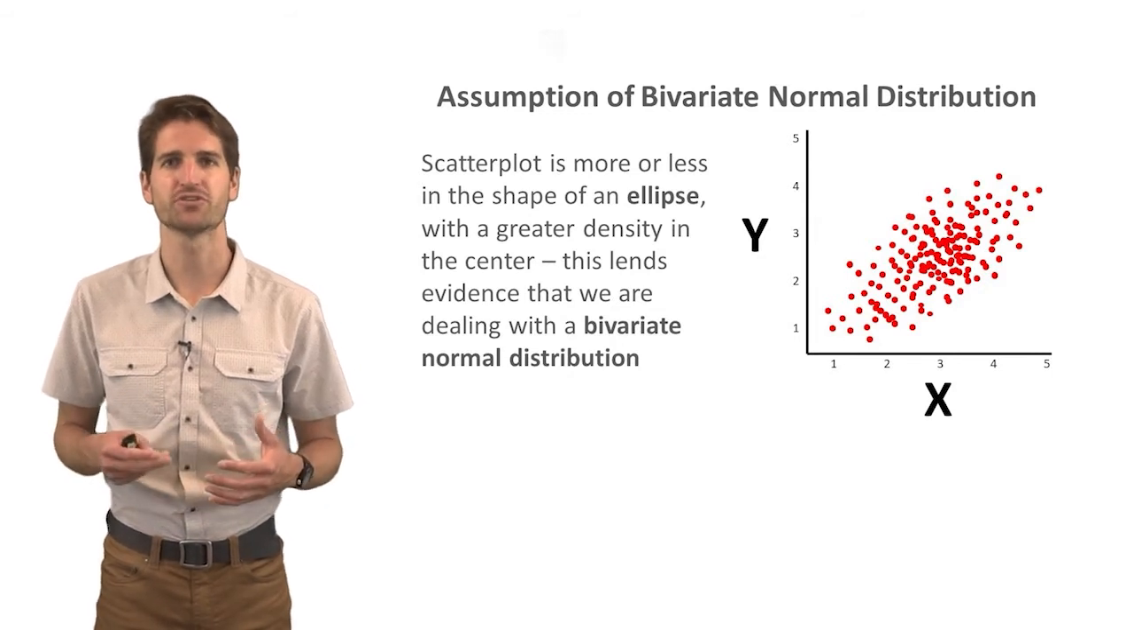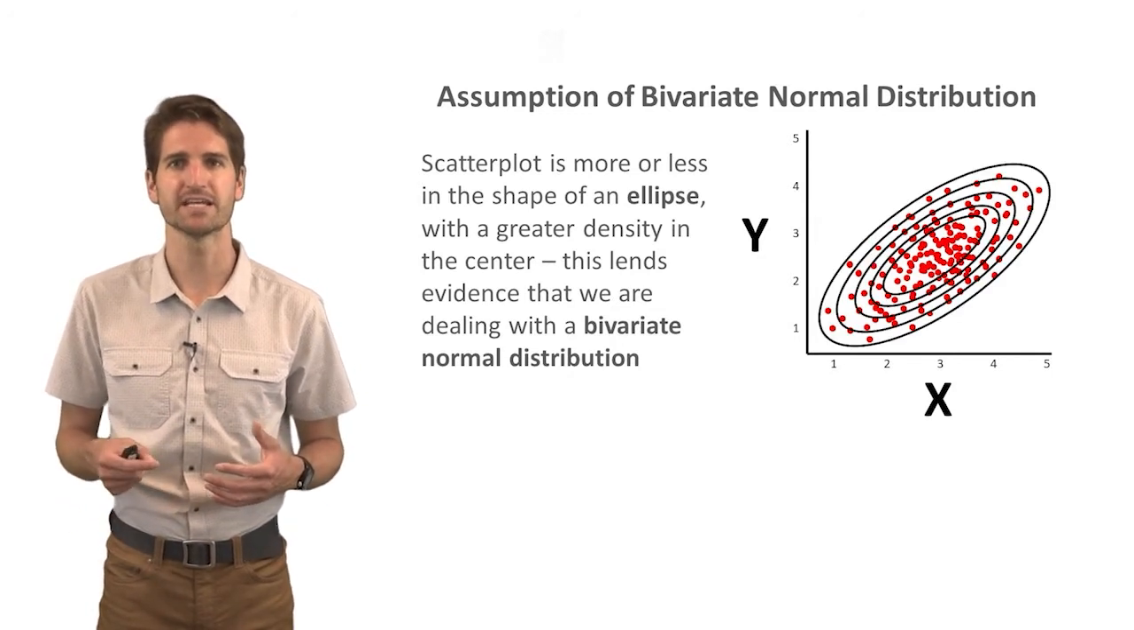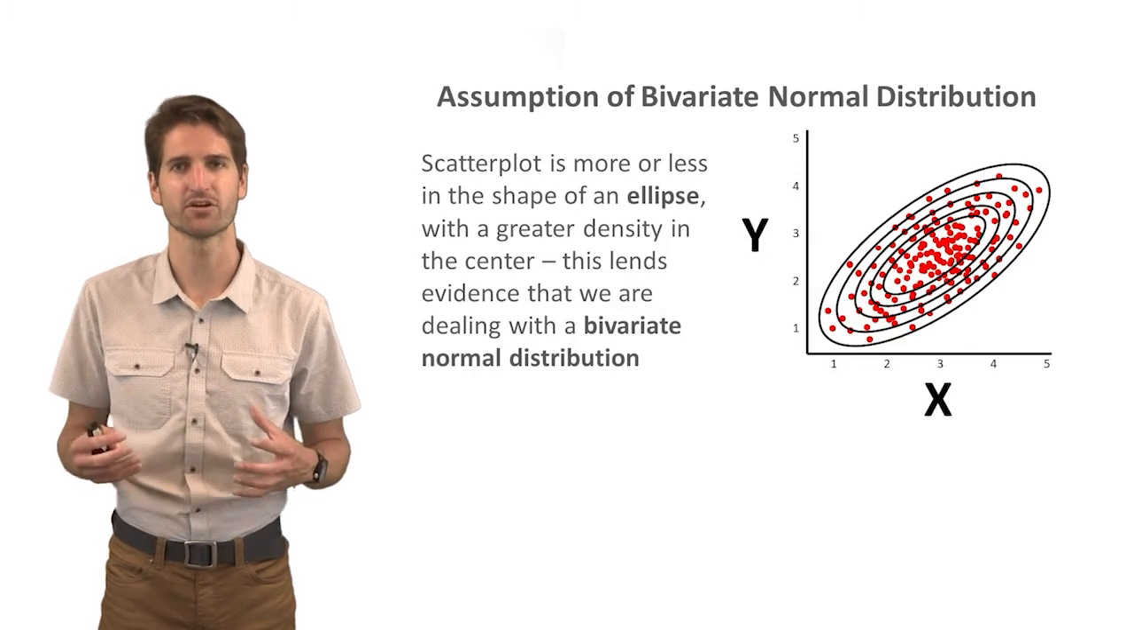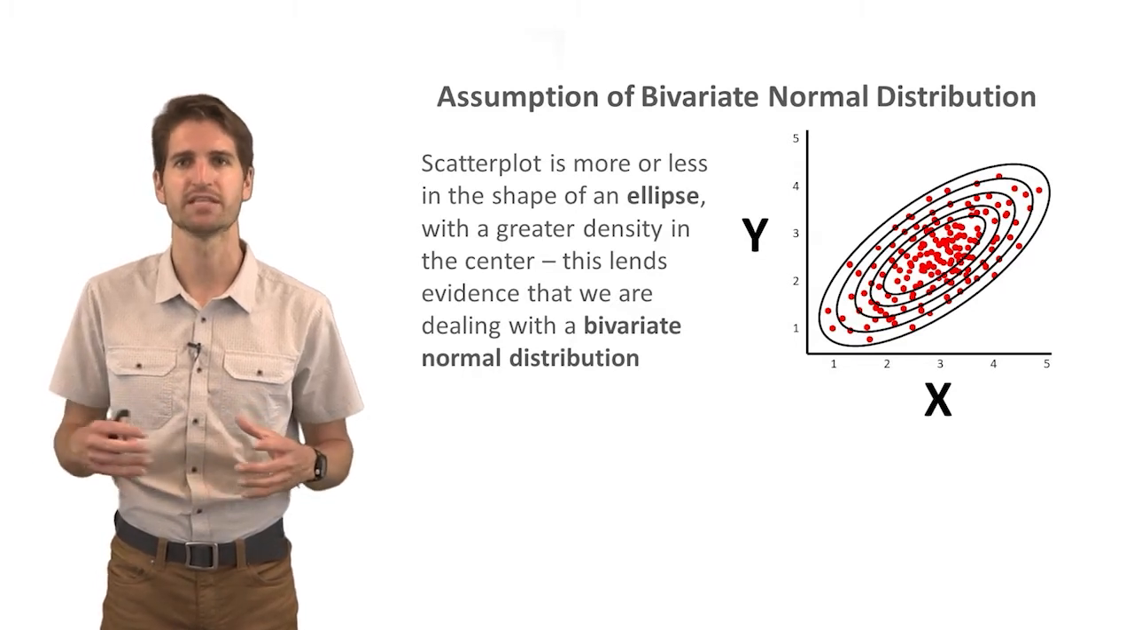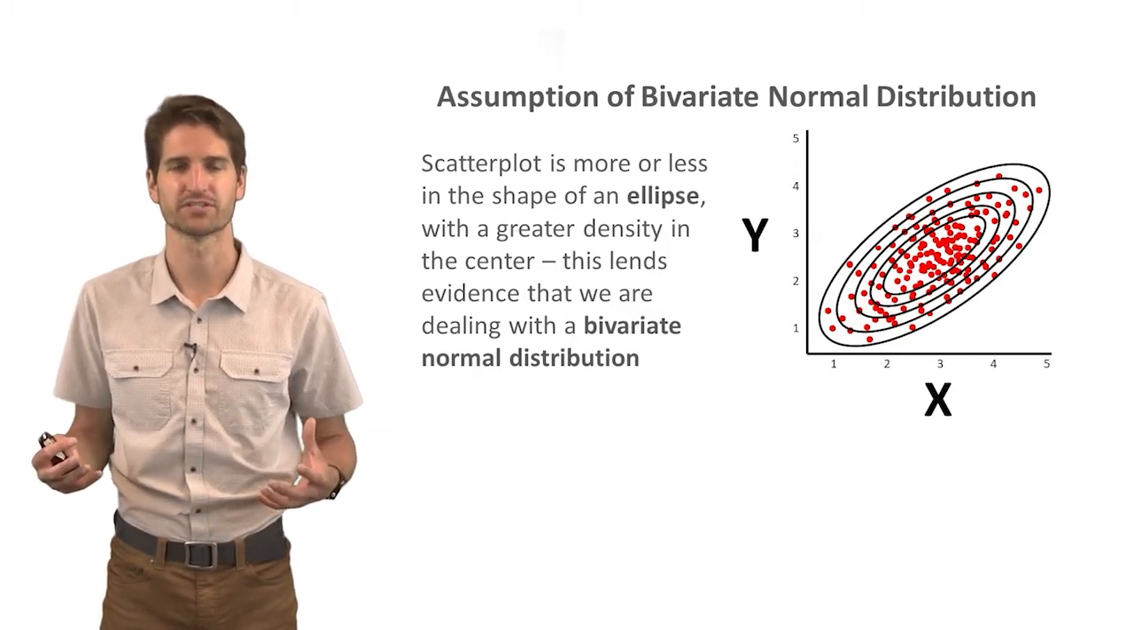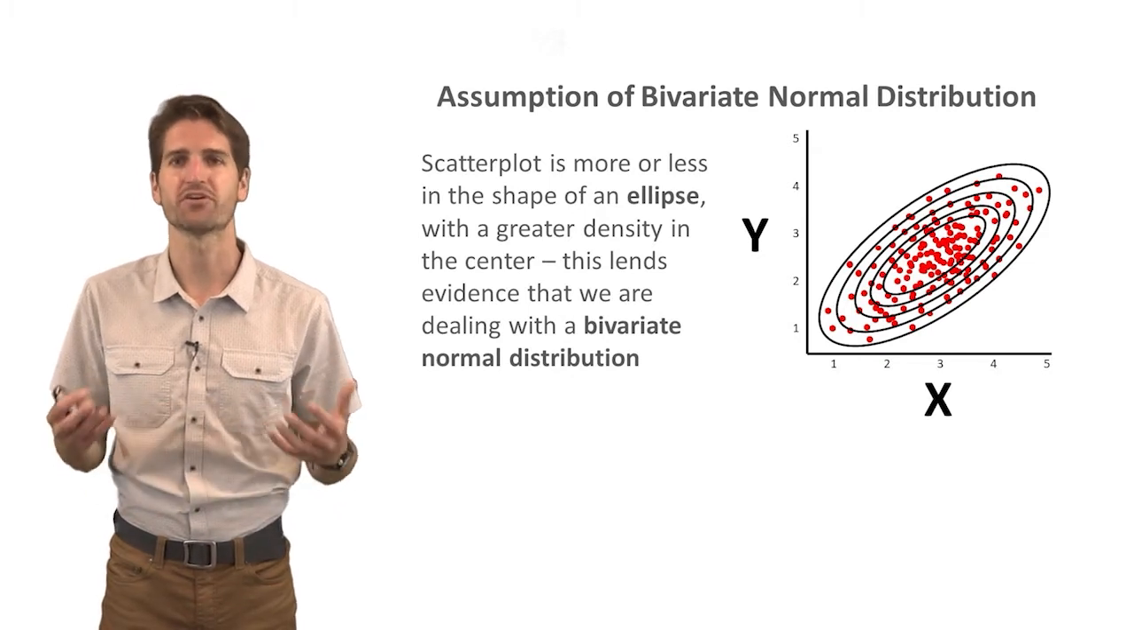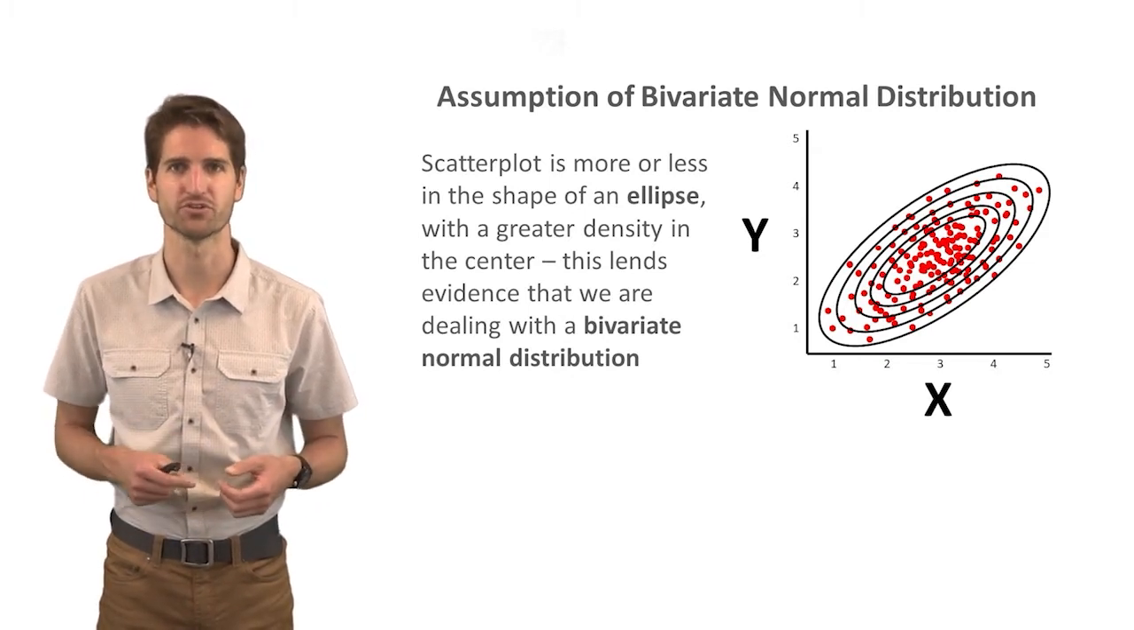And there tends to be, as you can see here, greater density in terms of scores in the center of this distribution, this ellipse, than in the outer rings of this. So this would be very typical of a bivariate normal distribution.